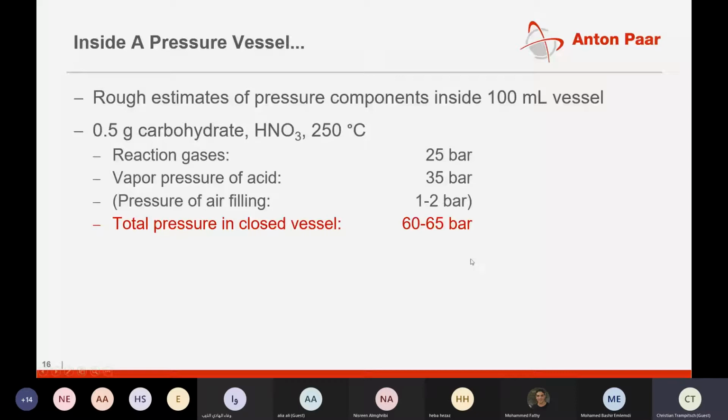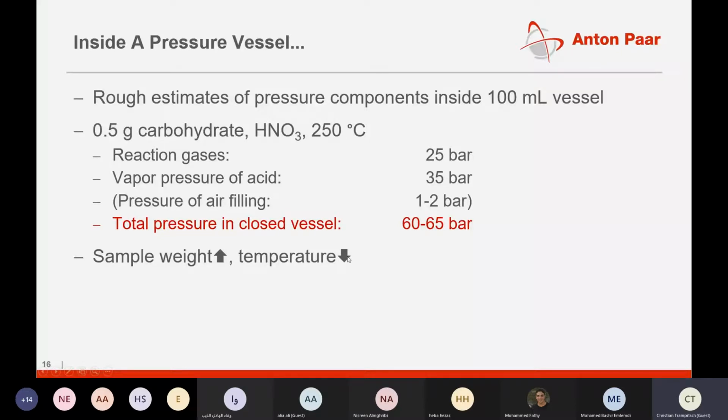But that means if we have to go higher in sample weight, we will not be able to reach the temperature of 250 when we are already running at the pressure limit. So that means higher sample weight will lower the temperature.